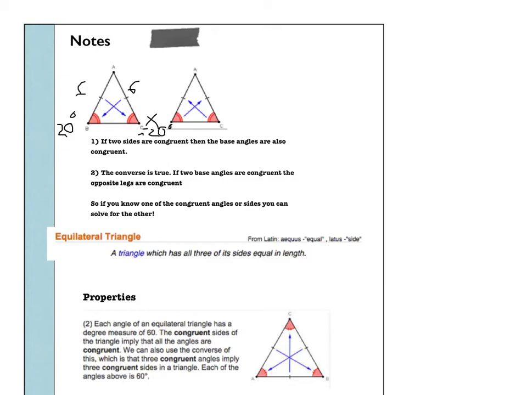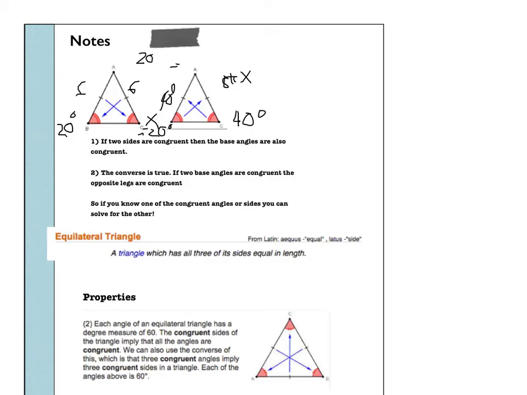The same is true of the converse, so your converse also has a truth value. If two base angles are congruent, then the opposite legs must be congruent. So for example, if you know the base angles are 40 degrees and 40 degrees, and you know one of the sides, say it's 8. Actually, let's say it's 8 plus x. And this side is going to be equal to 20.